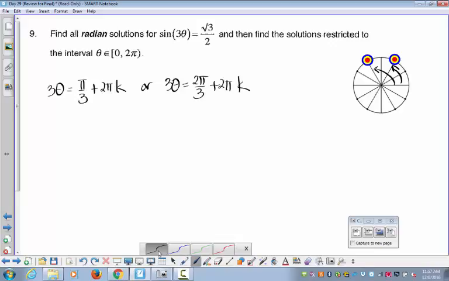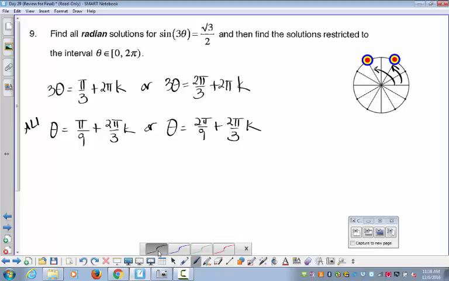Our goal is to find theta, not 3 theta. So what do we do to isolate theta? Divide by 3. When you divide, you have to make sure you distribute. We're going to get theta equals pi over 9 plus 2 pi over 3 k, or theta is equal to 2 pi over 9 plus 2 pi over 3 k. So this is what we would categorize as all solutions.